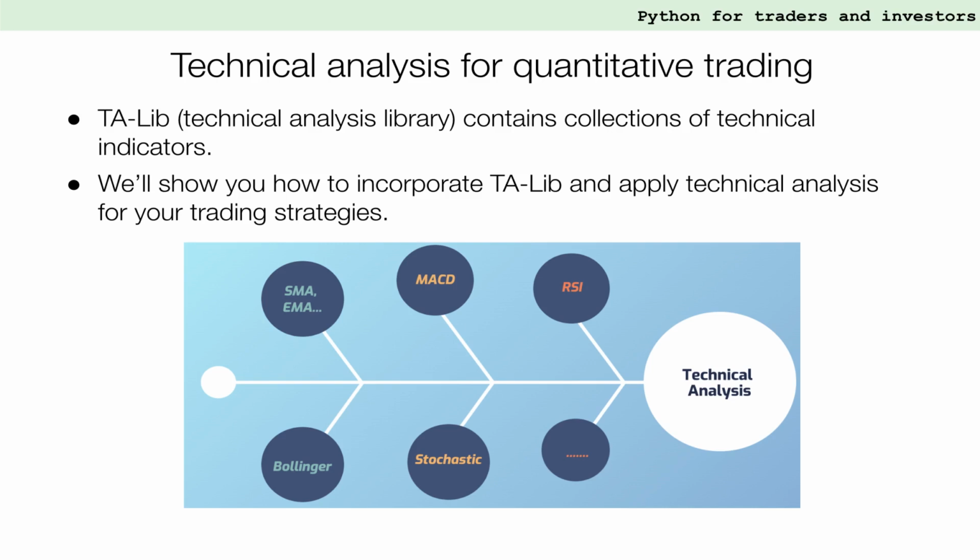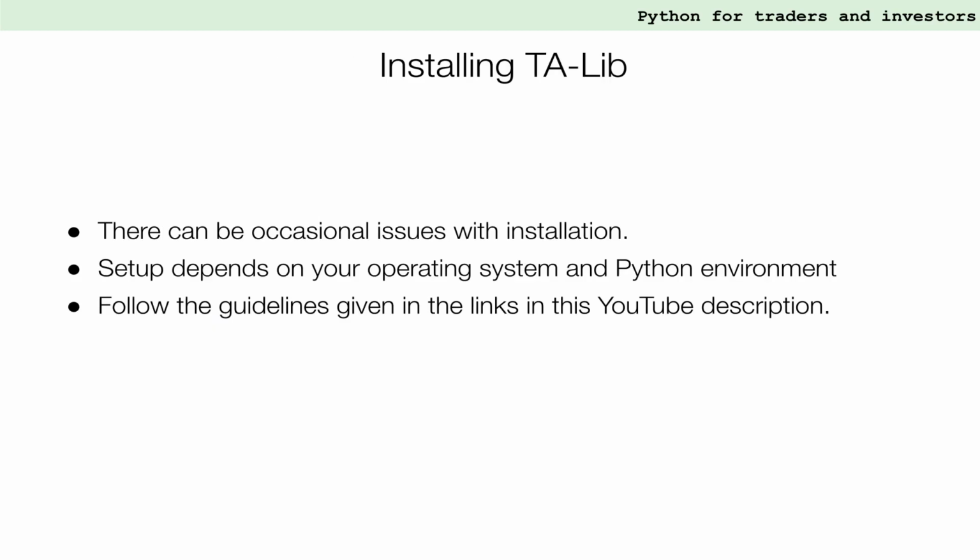There is a wide range of technical indicators to choose from, such as MACD, exponential moving averages, EMA, Bollinger Bands, stochastic, and many more. The technical analysis library TA-Lib conveniently provides a large number of them as well as a variety of chart patterns. Depending on your operating system, the installation of TA-Lib can occasionally be difficult as this is not a standard Python package. If you have trouble, please follow the guidelines in the description below. Personally, with a bit of effort, I have so far managed to install TA-Lib anywhere I needed to do it.